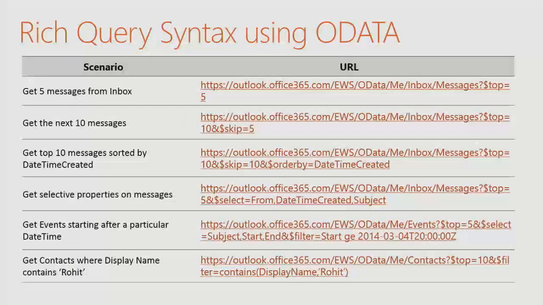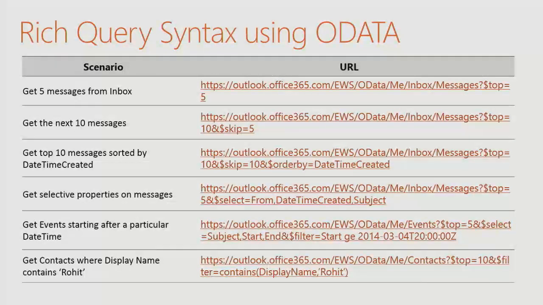And then you want to say, you know what, I want to skip the first 5, give me the next 10. You can use the skip parameter. This is what you will use to do paging in your app. So if you want to page 10 items at a time, you can use top and skip together to do that. You want to sort your messages, of course, with datetime created. So you can use the order by. You can add a descending DESC in the end, and it'll do it either ascending or descending.